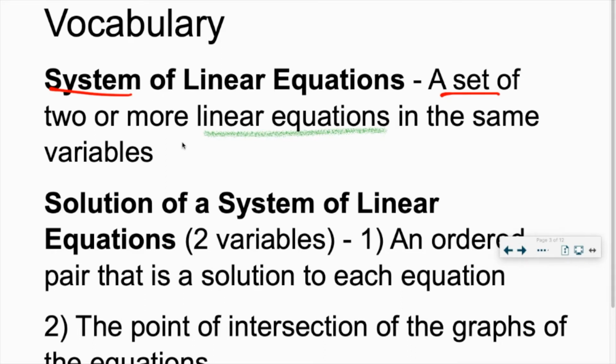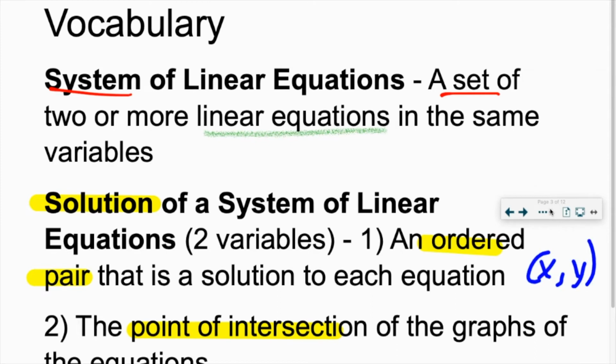When we're talking about our solution, the big thing is it's the intersection. It's where the two lines meet, but there's also another one here where we talk about it's an ordered pair. And that's the first definition. The solution is the ordered pair, some value x, y, that works in each equation. So it works in each of the equations in the system, and that's the point of intersection, where they meet, that x, y point. We're going to find that with a few different methods, but today's method, again, is to solve it by graphing.